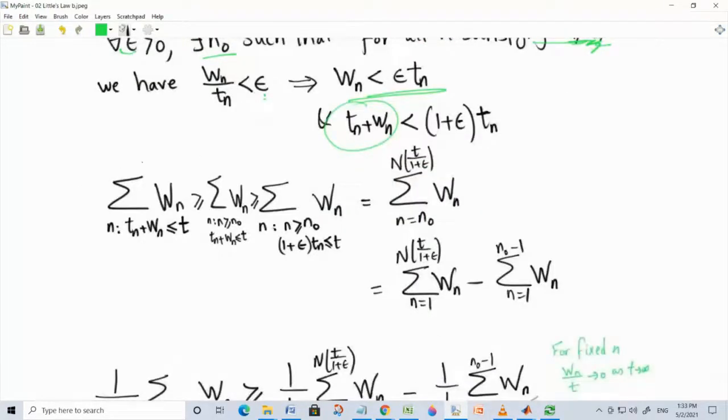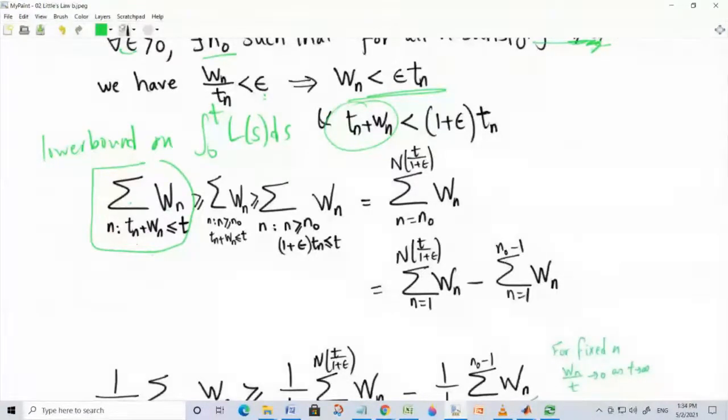Okay, and now let's go to this. Remember this guy, it was the lower bound on the integral from 0 to t of L(s) ds. Now let's do our bounds on it. This is a summation in which you start n from 1 and go to the maximum n satisfying that Tn plus Wn is less than or equal to t. So here we sum over all customers such that Tn plus Wn, which is the departure time of the customer, is less than or equal to t. If you fix a t, this summation sums the waiting times of all those customers who have departed at a time instant less than or equal to t.